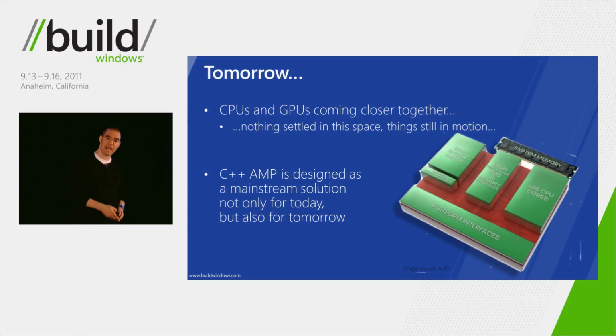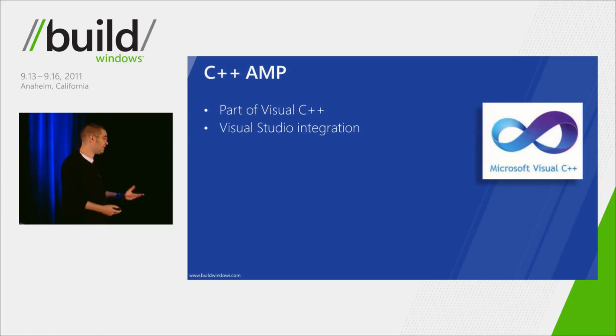So we're able to design a solution that addresses the need today for general purpose GPU computing, but also that is future-proof for hardware that we've yet to see. So that is a bit of background about why we're entering the space and what C++ AMP aims to fill the gap of. But what is it?